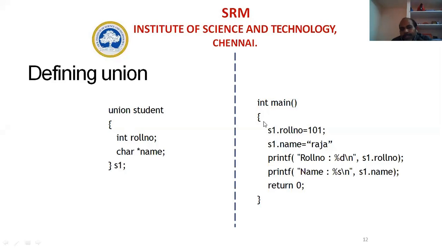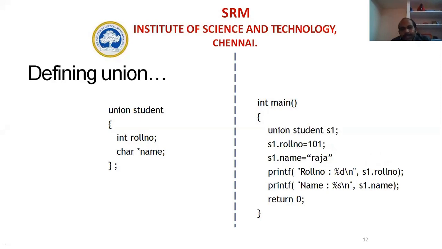There are two ways to define it, just as we discussed for structures. One is after declaring the structure, you can define a variable. Similarly, after declaring this union, you can have a variable here. S1 is a user defined variable name to access the members of the union. In the main function, I use the same variable S1 to access the roll number and the name, printing them out using the dot operator. Again, the dot operator is used to access the members of the union.